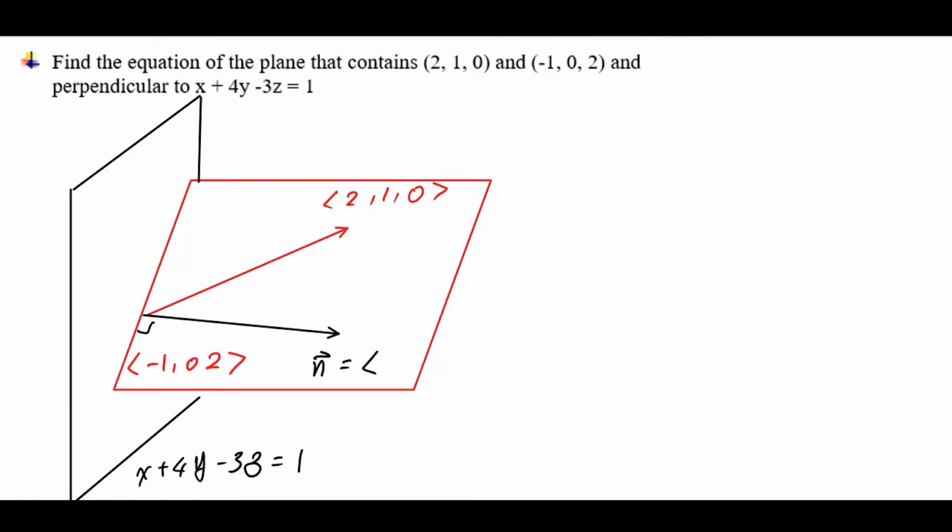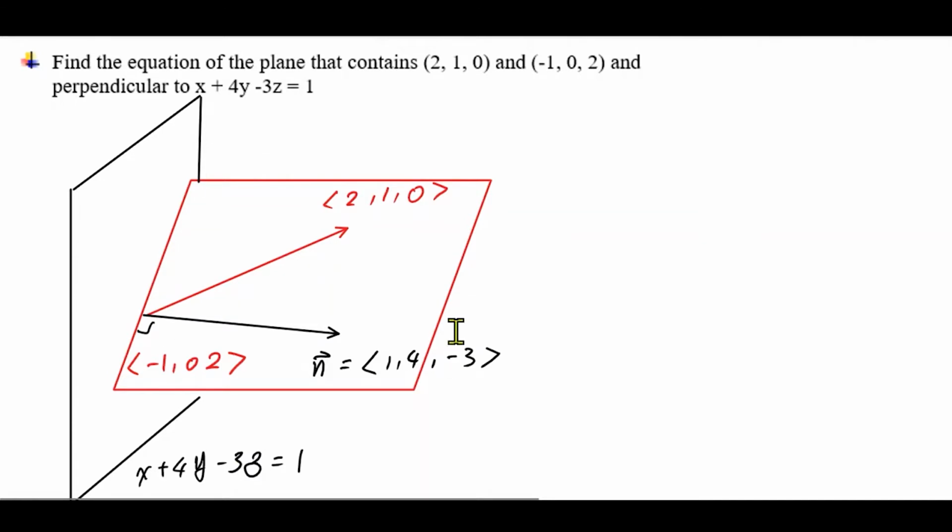1, 4, -3. Do you all understand why this normal vector is 1, 4, -3? That happens to be these coefficients. And do we know why? Okay, that's nice and well.